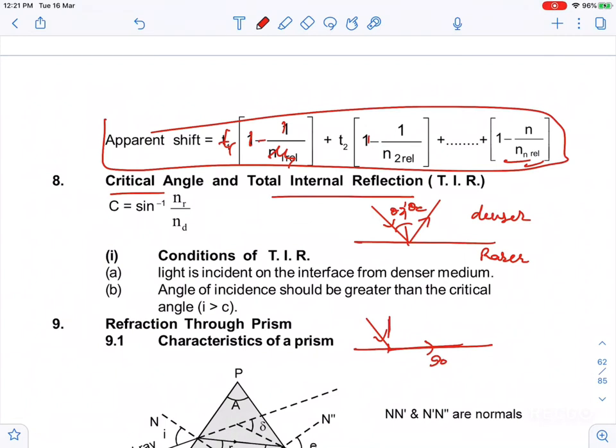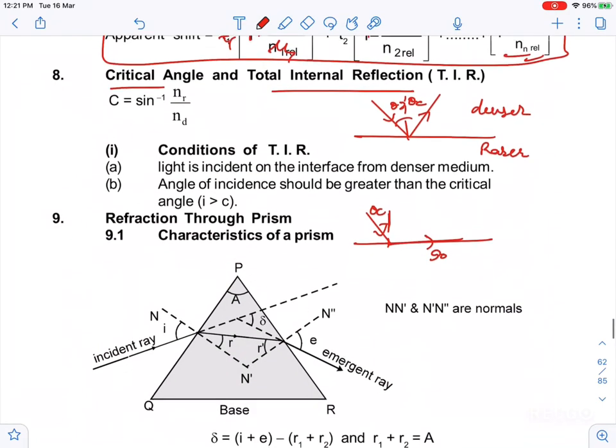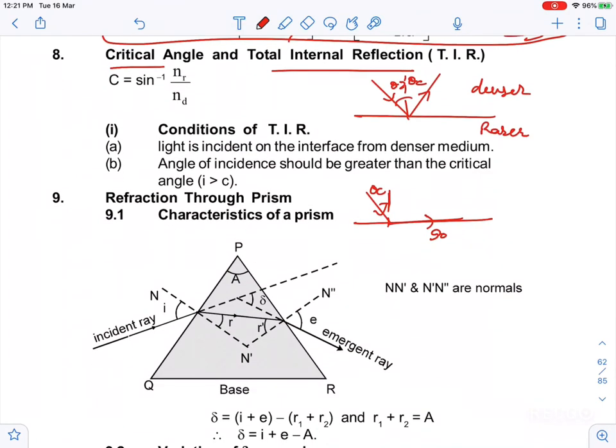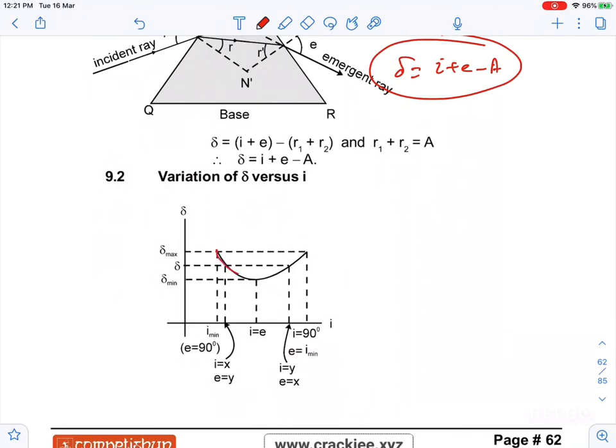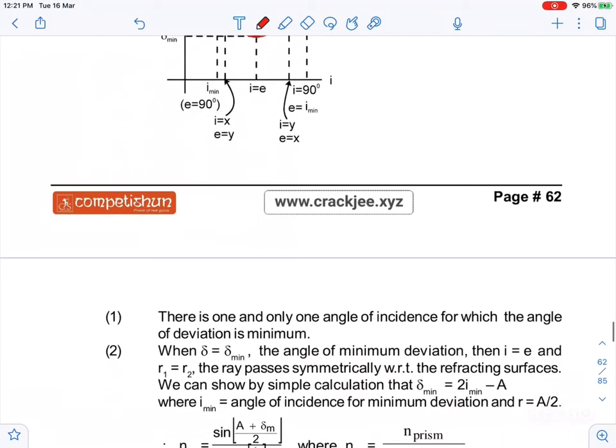What is the critical angle? The angle of incidence for which the angle of refraction becomes 90 degrees. This is the critical angle, this theta c, and the angle must be greater than the critical angle for total internal reflection to take place. Now one thing you have to keep in mind, in a prism the formula for deviation delta can be written as I plus E minus A.